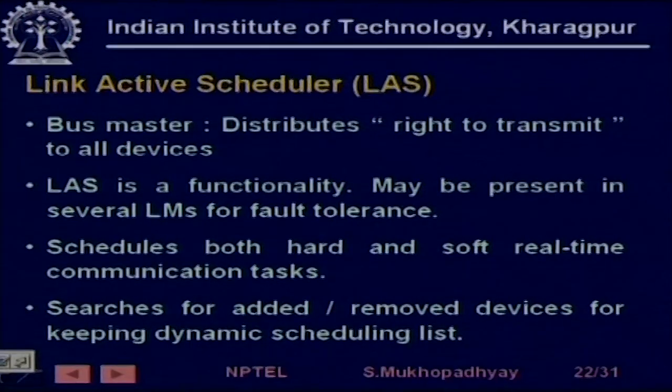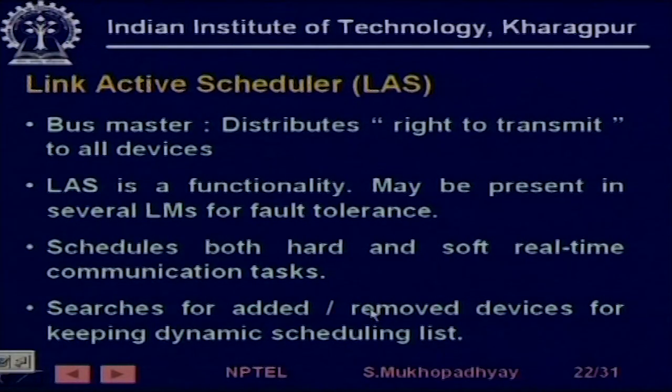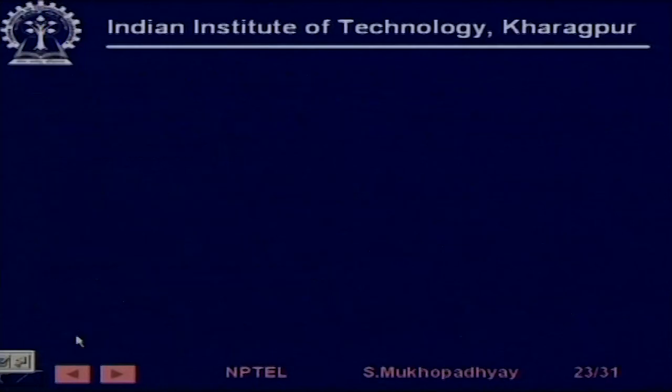The link active scheduler also has to, as we said, allow easy configurability, so you can simply add a device to the network. The link active scheduler has to look for whether some new device has been connected, configure it, and take care of its communication needs. So it also searches for added and removed devices. Similarly, if a device is removed, it has to take it off its scheduling list.